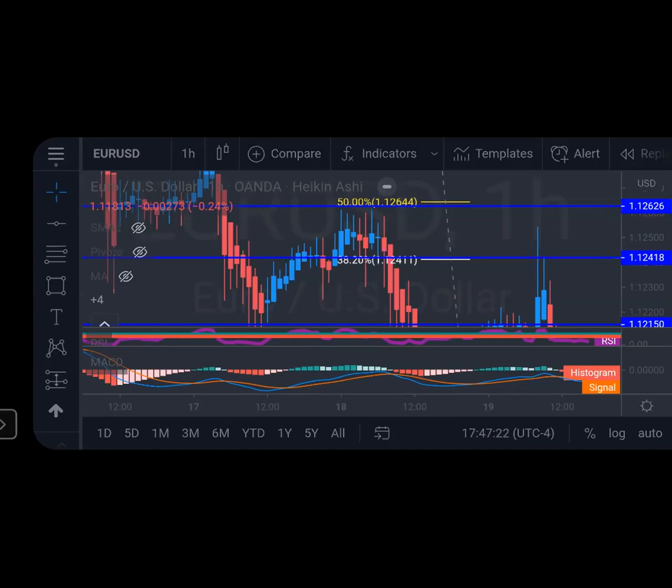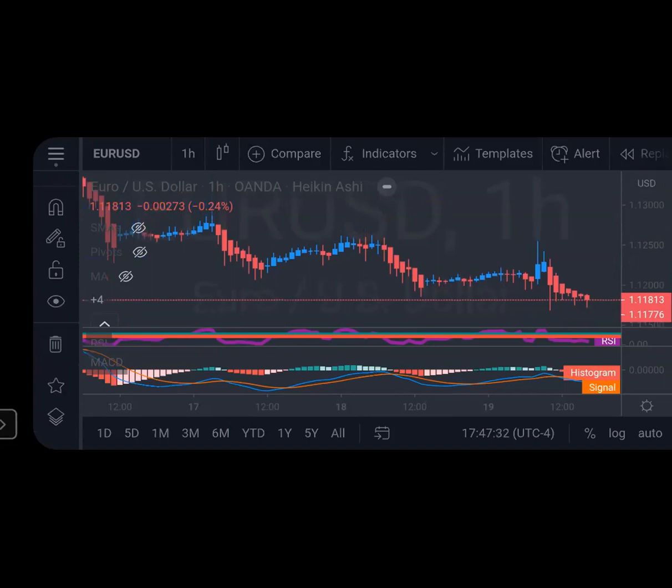Can you redo the Fibonacci tool real quick? Of course. Let me clear the screen off. Little drawings, make that a little smaller so I can see.